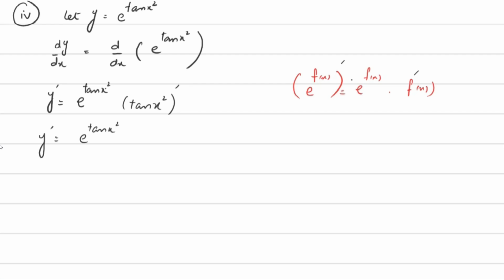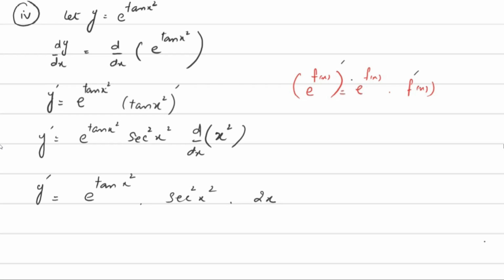Afterwards we have to take the derivative of tangent x square. The derivative of tangent x square is secant square x square, and afterwards the derivative of x square will also come. So y dash would be equal to e raised to the power tangent x square, times secant square x square, and this derivative will be equal to 2x. After arranging it, we can write it as 2x secant square x square into e raised to the power tangent x square. And this is the answer of the fourth part.